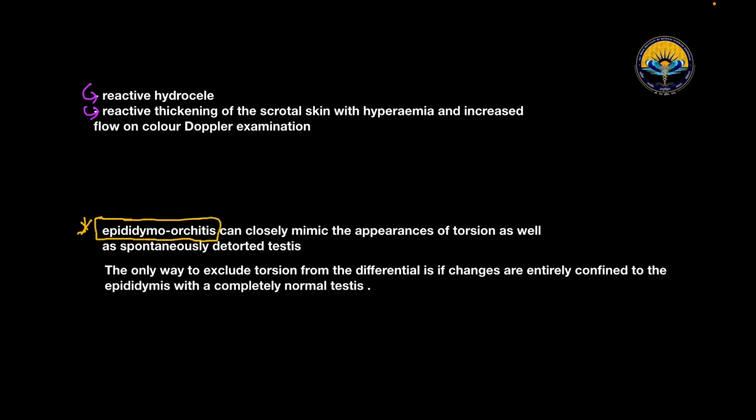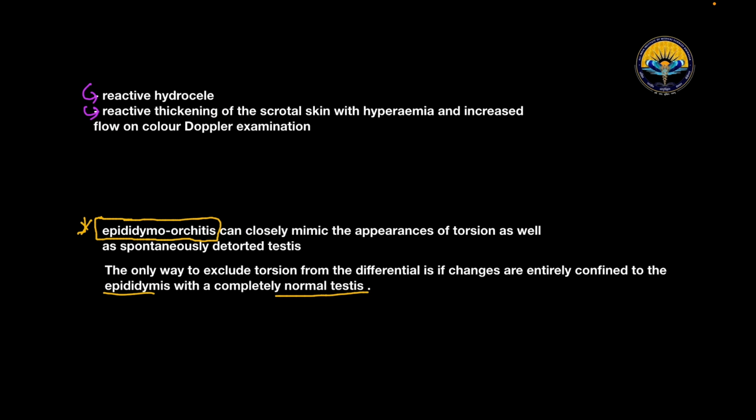So, how can we differentiate it? The only way to exclude torsion from the differential of epididymo-orchitis is if changes are entirely confined to the epididymis with a completely normal testis. That's how we can differentiate it from epididymo-orchitis.